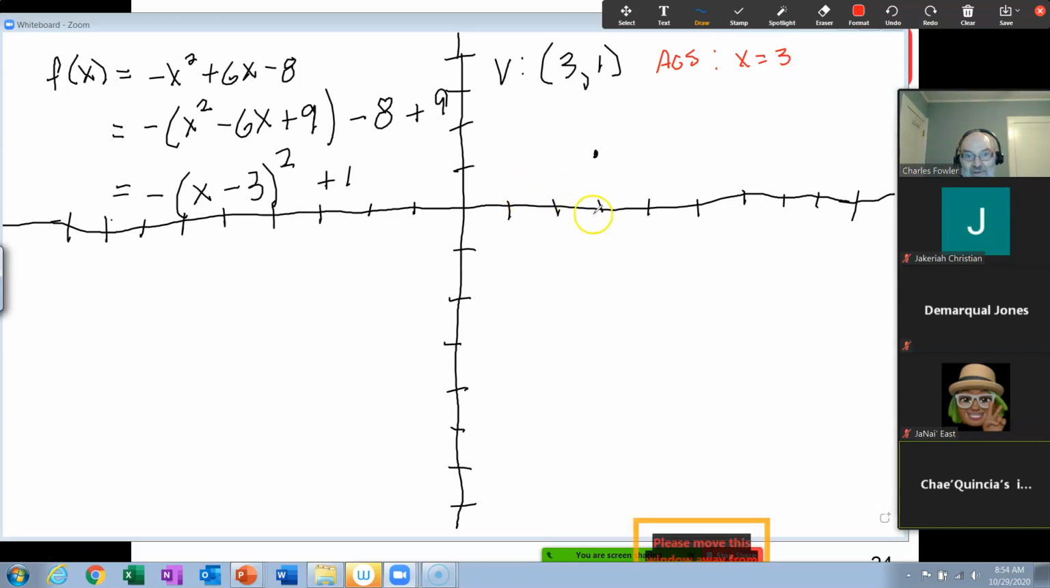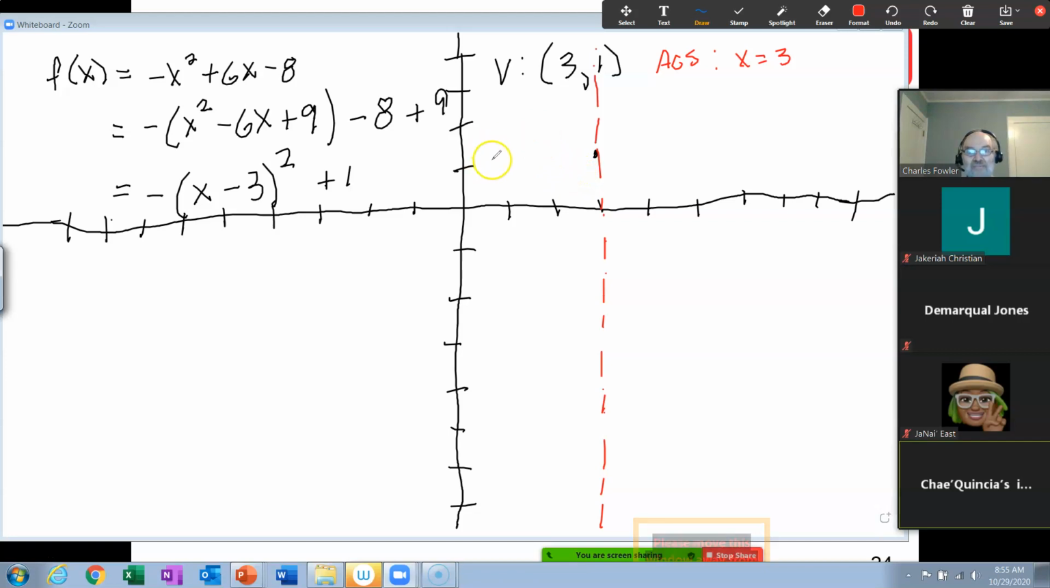So from here I will go due north and due south. That's my axis of symmetry. I'm not sure why the pen's not writing, but you get the general idea. That's the axis of symmetry. The vertex is always on the axis of symmetry.